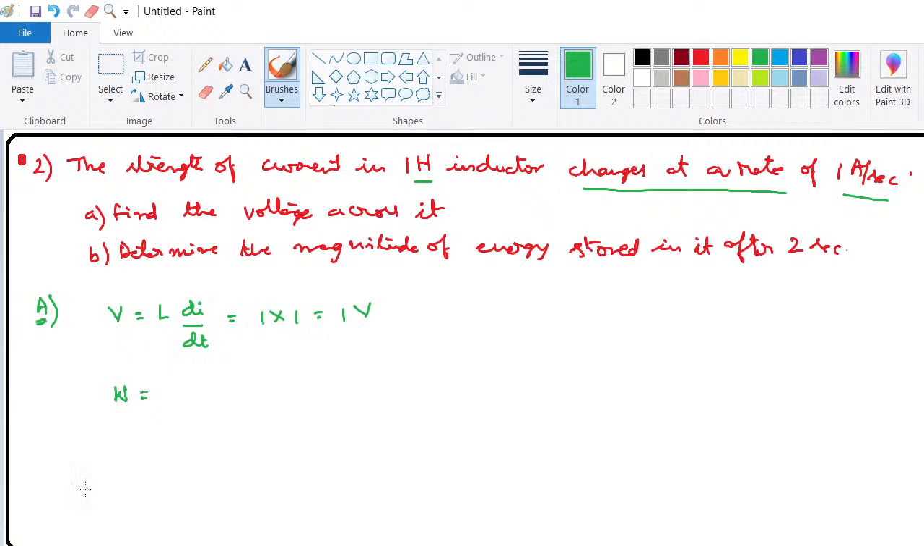Similarly, energy stored in the inductor is half L i square, which is equal to half into inductance value 1, and I square. The rate of change is 1 ampere per second, so after 2 seconds the current value is 2. So 2 square, and cancelling, I will get 2 joule as the answer. So these are the simple answers A and B.